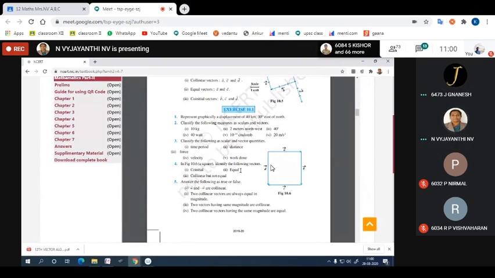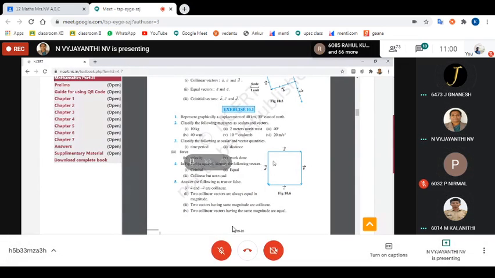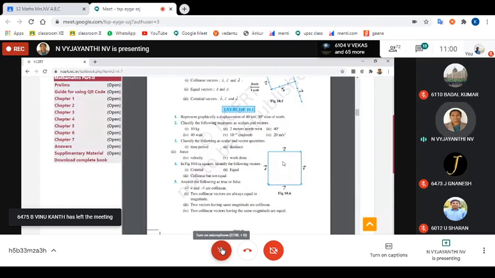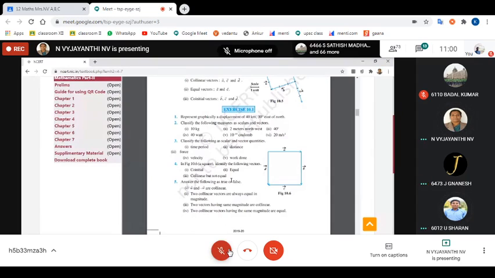Equal vectors. B and D. They have the same magnitude. Opposite sides in the square are equal. Moreover, their directions are also equal. If you consider A and C, they are in opposite direction. So they are equal in magnitude, but they are not equal in direction. So they are not equal vectors. But D and B are equal vectors because their magnitude and direction both are the same. Collinear but not equal: A and C.